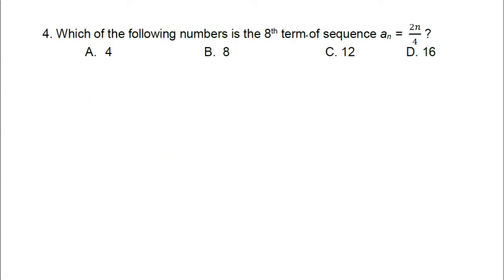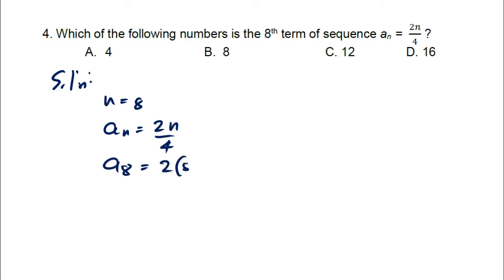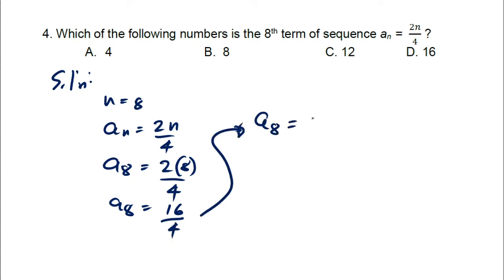Number 4, which of the following numbers is the 8th term of the sequence a sub n equals 2n over 4? The solution for this: the given is n is equal to 8. Now let's substitute to the formula. A sub n is equal to 2n over 4. We got a sub 8 is equal to 2 times 8 over 4. A sub 8 is equal to 2 times 8 is 16 over 4. Therefore, a sub 8 is equal to 4. The answer for this is letter A.